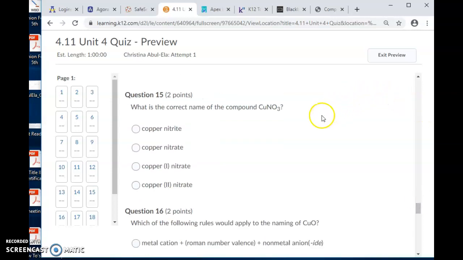Question 15. What is the correct name of the compound CuNO3? Copper nitrite, copper nitrate, copper 1 nitrate, copper 2 nitrate.